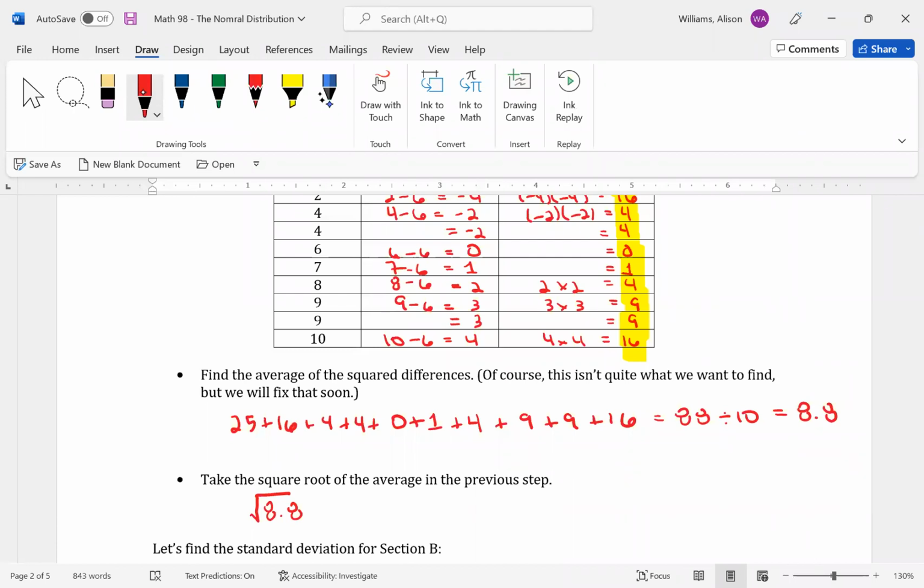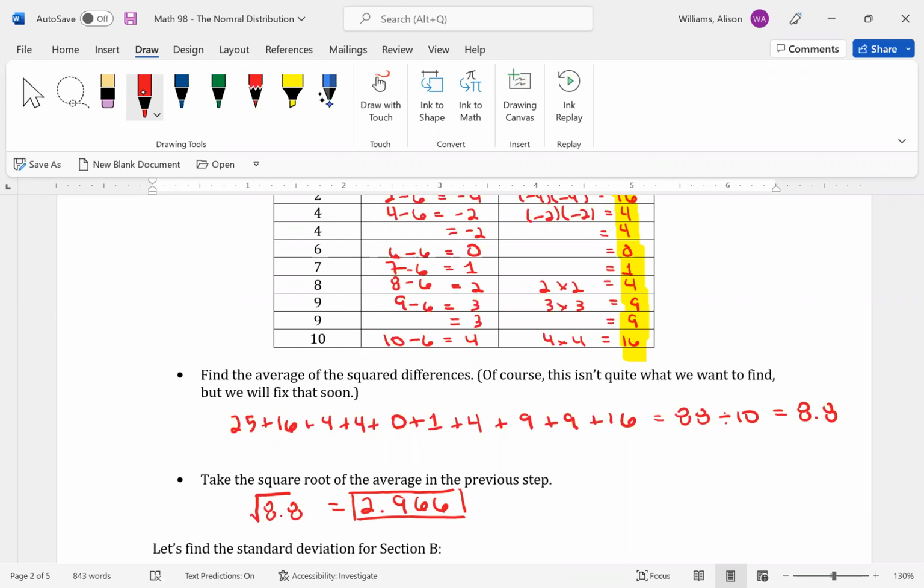And when I do that, I get a terrible decimal. I get 2.966, blah, blah, blah. Okay, so that is the standard deviation. And that's how you find it.